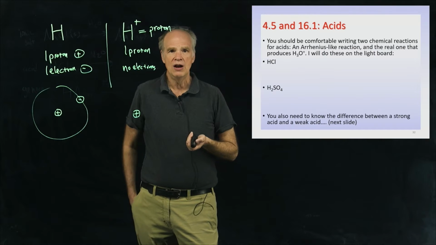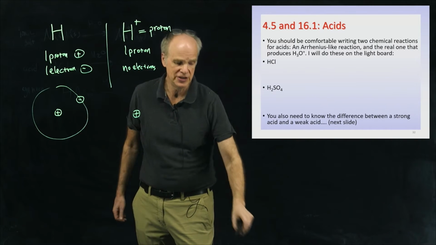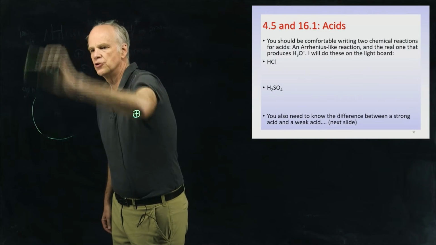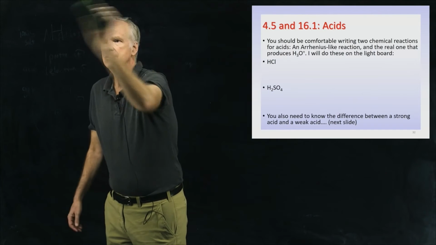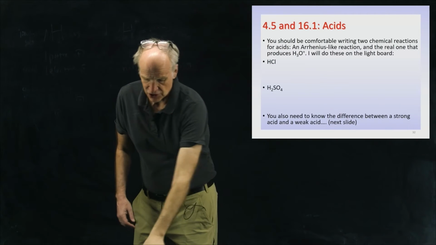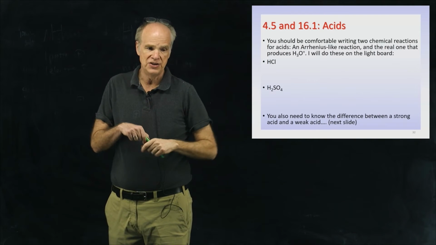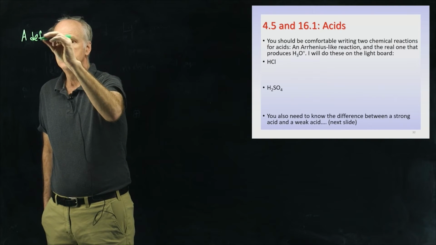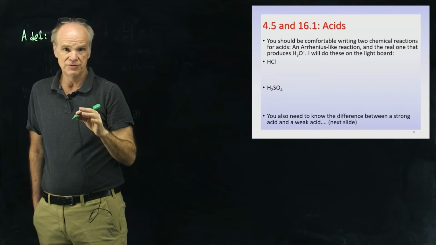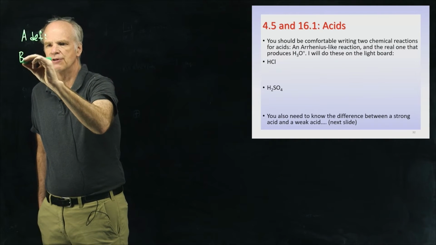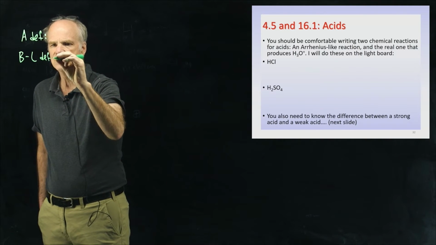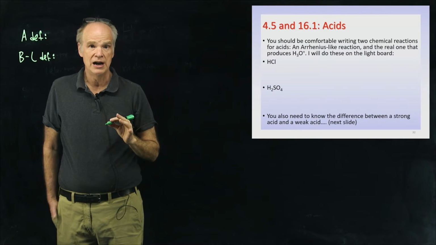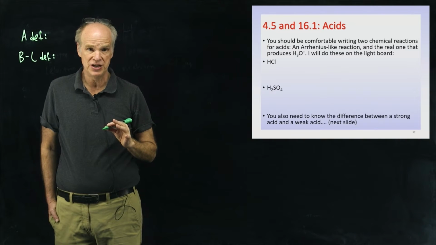Now what I want to do is reinforce the definitions of these acids by writing out equations for two acids using the Arrhenius definition and the Bronsted-Lowry definition. First we're going to work with HCl. I'm going to write A here for the Arrhenius definition, and then write out an equation for the Bronsted-Lowry definition, so I'll write B-L. Now let's write out these equations for how hydrochloric acid dissociates in water.